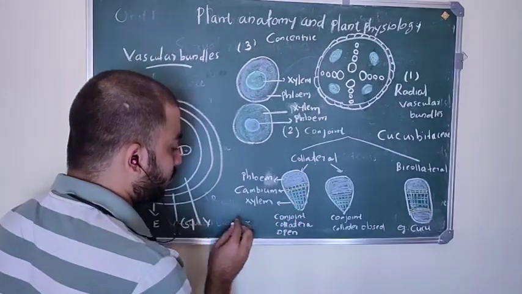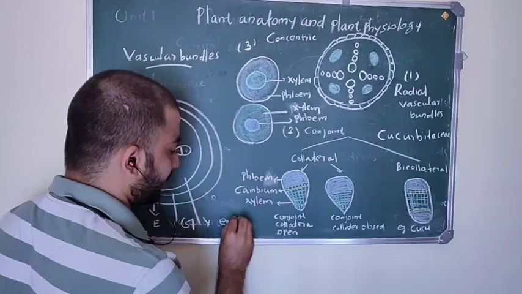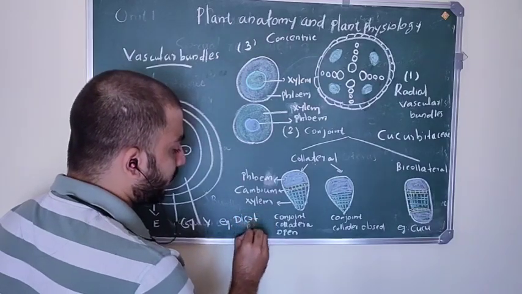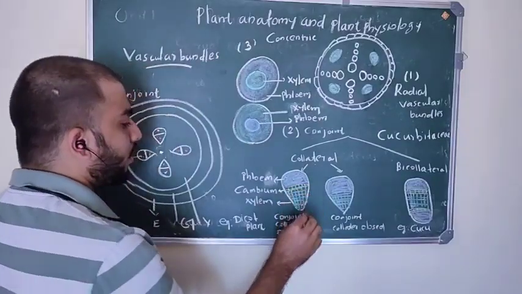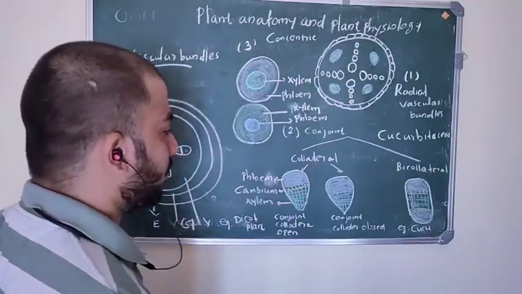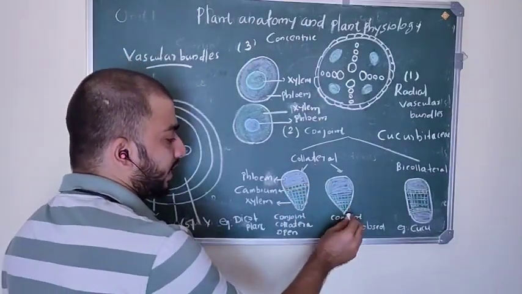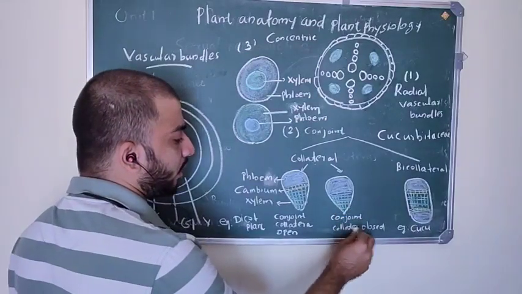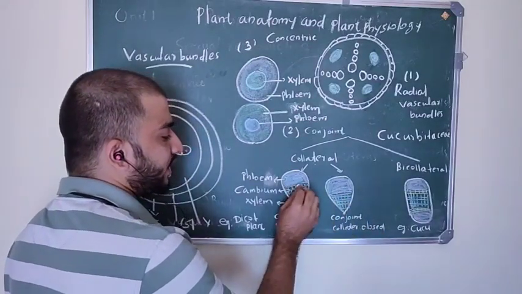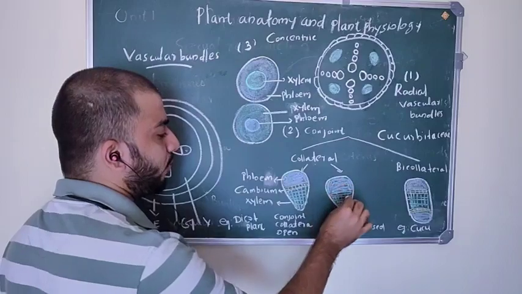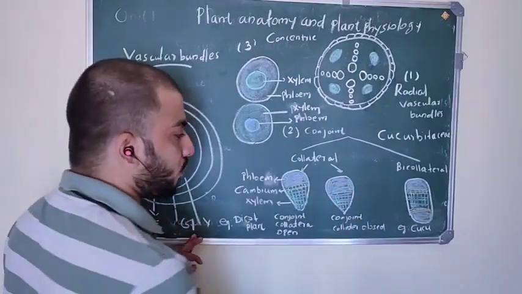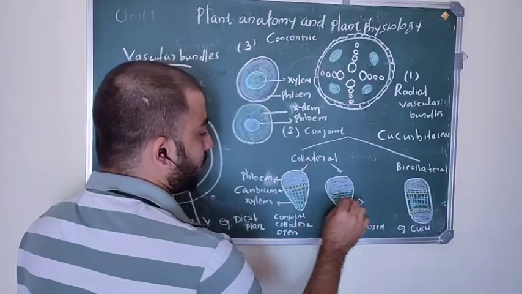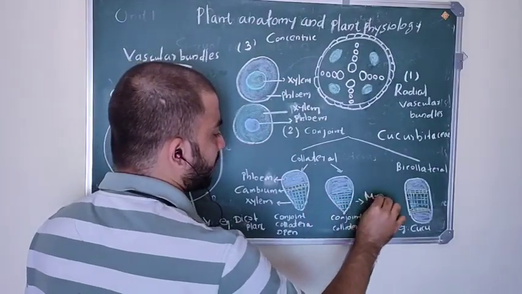In most dicot plant stems, if you observe, you can see conjoined collateral open vascular bundles. But in the second one, conjoined collateral close, you cannot see this cambium strip in between phloem and xylem. So they are called conjoined collateral close. This type of vascular bundle you can see in monocot plants.